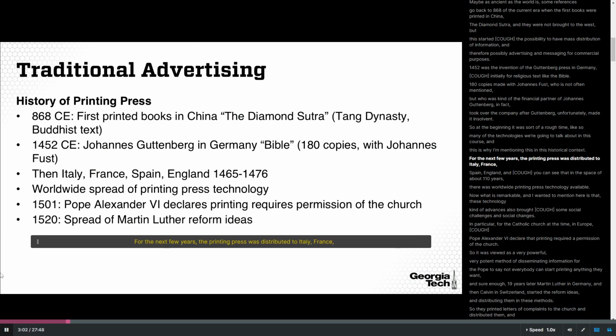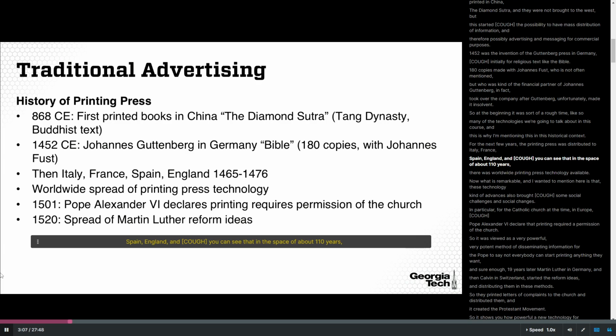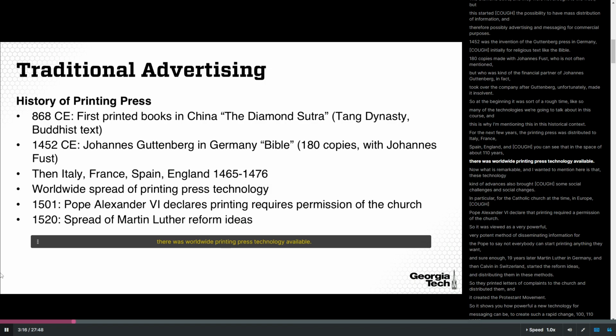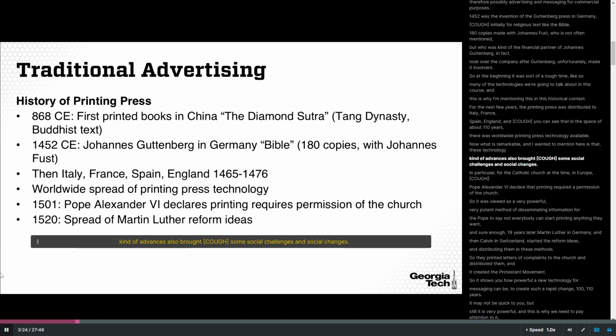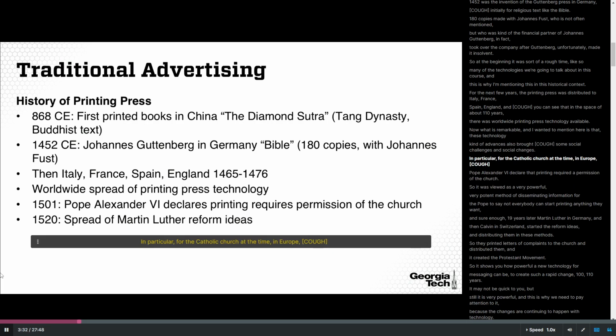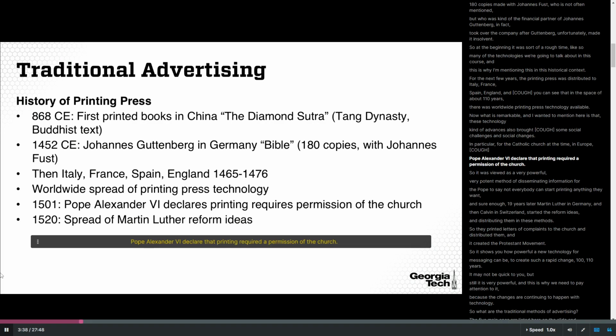For the next few years, the printing press was distributed to Italy, France, Spain, England, and you can see that in the space of about 110 years, there was worldwide printing press technology available. Now, what is remarkable is that these technological advances also brought some social challenges and social changes. In particular, for the Catholic Church at the time in Europe, Pope Alexander VI declared that printing required the permission of the Church.